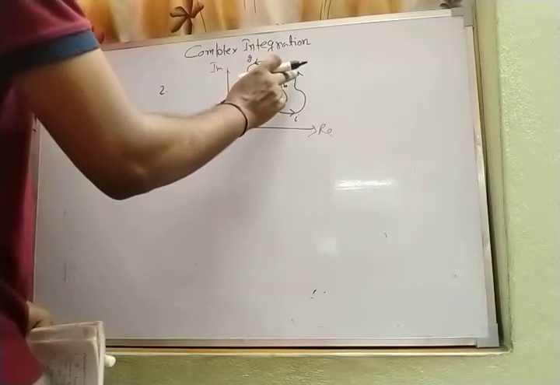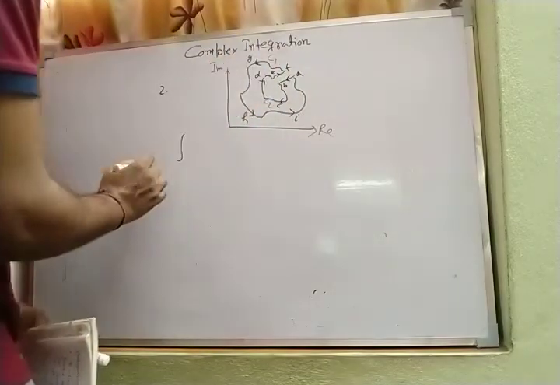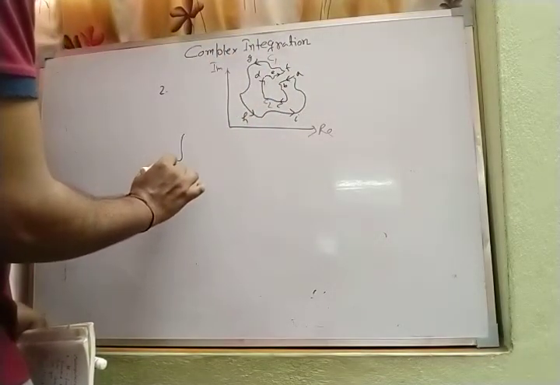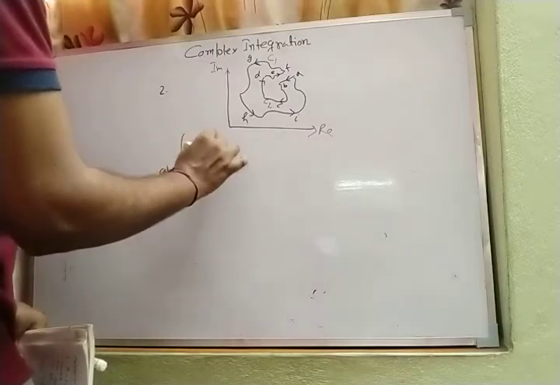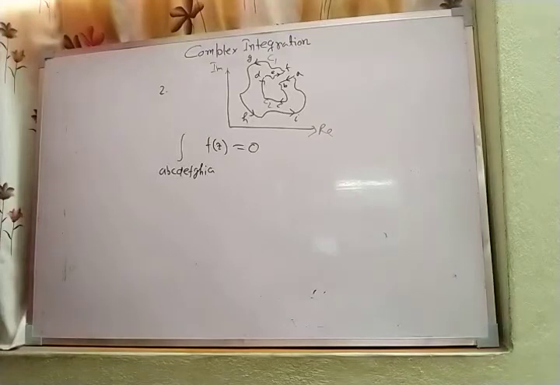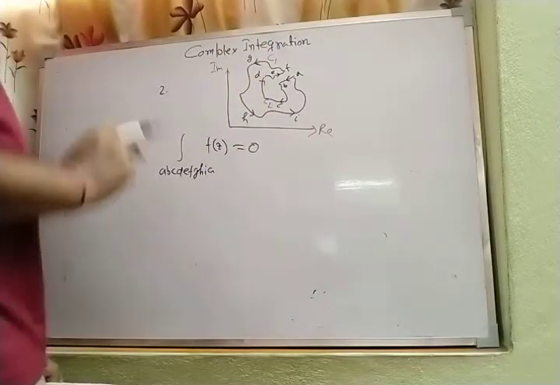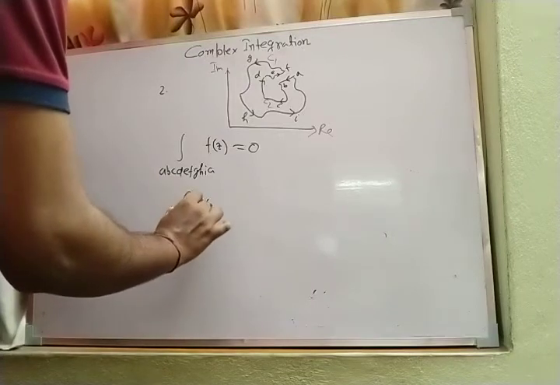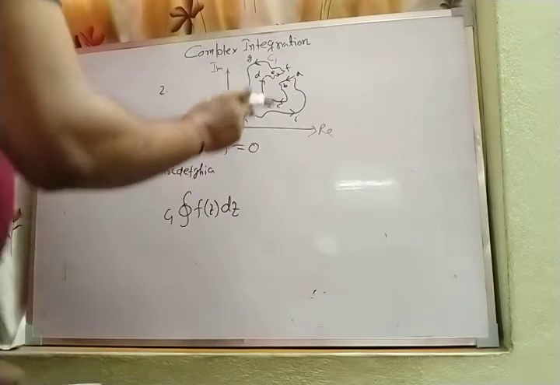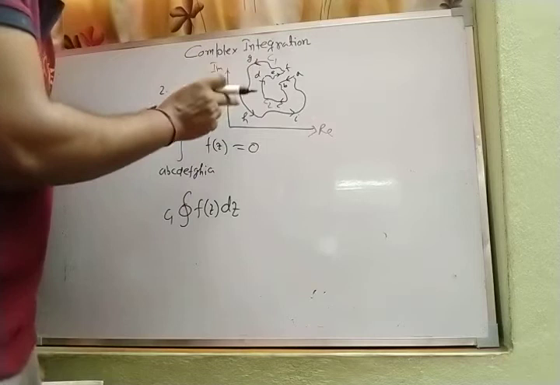Starting from point A: A, B, C, D, E, F, G, H, I, A. F of Z should equal 0. Okay. Now considering the upper circular part, that is integration C1 F of Z dz. Okay, so this part cancels out, the upper part, that is G H I.